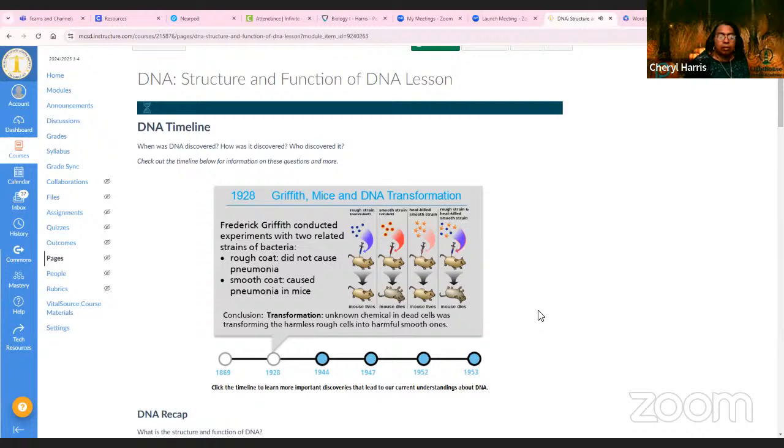We now know that this chemical was the DNA from the heat-killed cells that was not destroyed. Bacteria can actually take up the DNA from their environment and use it to make smooth coats, making them more deadly.